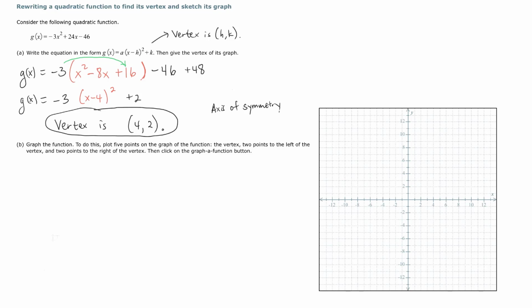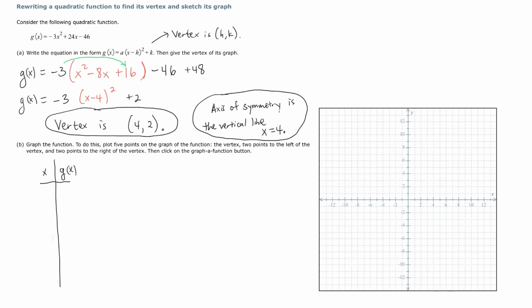Axis of symmetry is the vertical line. And how do we label vertical lines? We label it as x equals 4. So even though it didn't ask for the axis of symmetry, let's provide it because it will help us graph much easier. I'm going to go ahead and label the 5 ordered pairs with a t-chart. And we have one of the ordered pairs, 4, 2. So what's 2 units left of 4? Well, we could try 2 and 3. And then we could try 5 and 6.